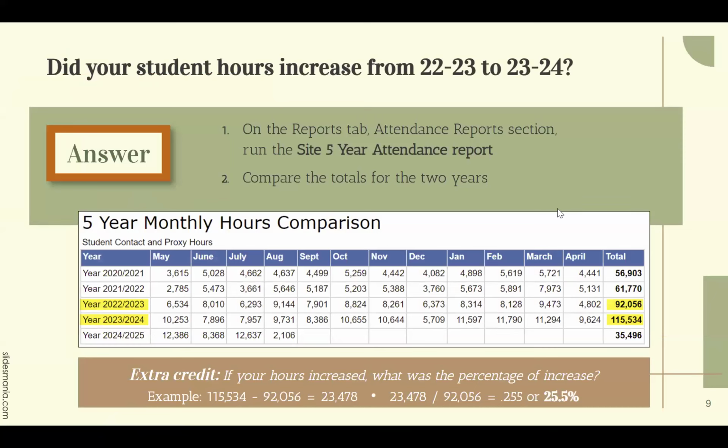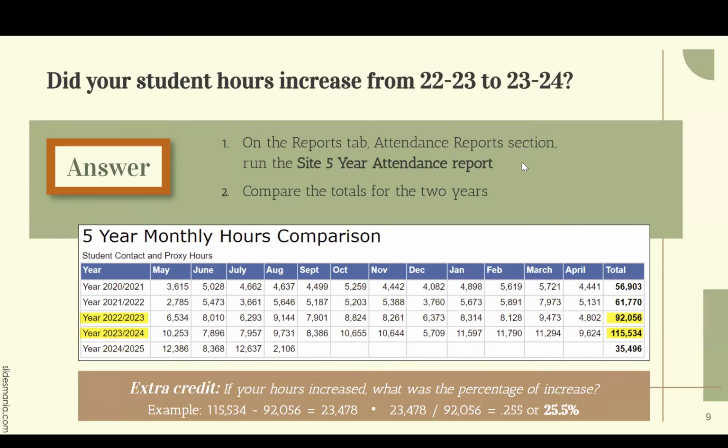Okay, yes. So the report that I think is the easiest for figuring this out is on the report tab in the attendance section, which is near the top. There's a report called the Site 5-year attendance report. And this shows you all the hours that are earned by month. It starts with the current program year and each year prior. So this year has just begun, so there's only a few months. If you look at last year's, you have a total that's going to be in the 24-25 column, and then over here you have the total for the previous year.